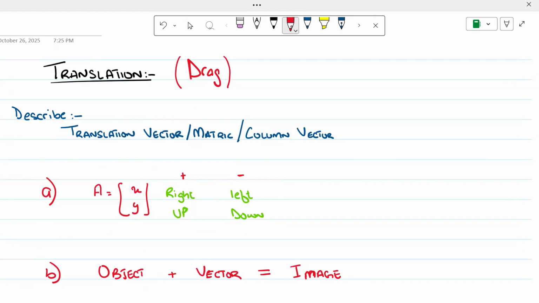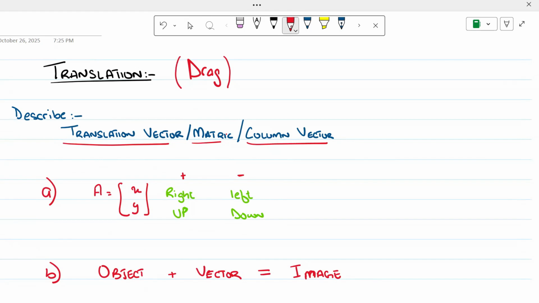In translation we're going to describe three basic things: translation vector, or matrix, or column vector. These three things are the same thing. So how are we going to describe translations? We're going to write a translation by the column vector, or by the translation vector, or by the translation matrix. This is a very simple thing.